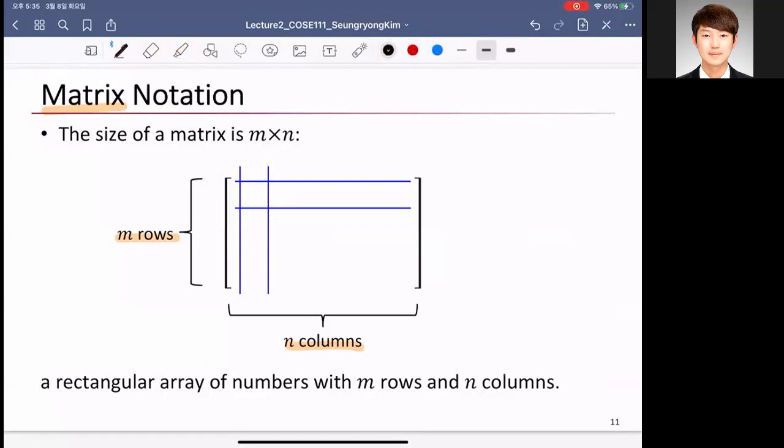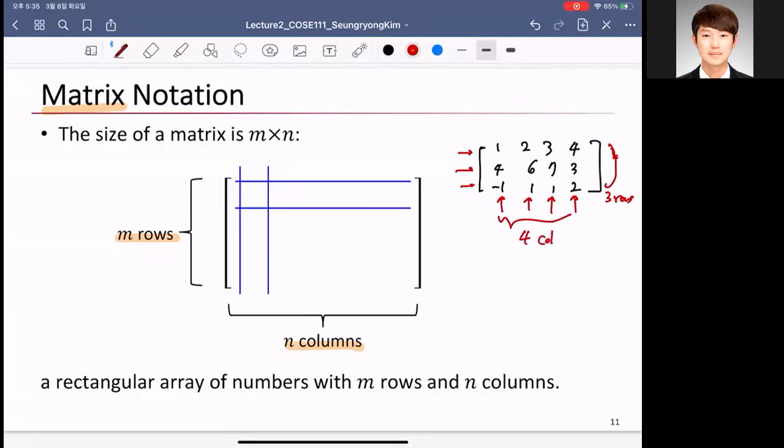So for example, we have a matrix like 1, 2, 3, 4, 6, 7, negative 1, 1, 1, 4, 3, 2. In this case, we have 1, 2, 3 rows, so 3 rows, and we have 1, 2, 3, 4 columns, so 4 columns. So in this case, the size of this matrix is 3 by 4.